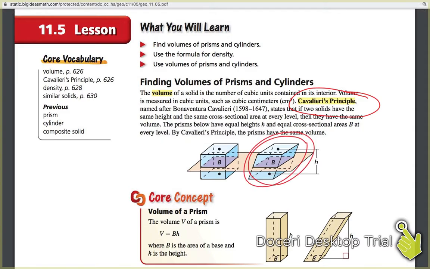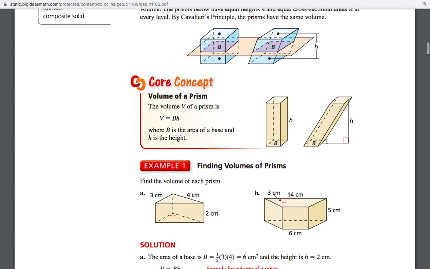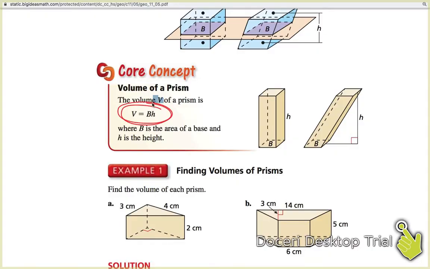I say, did this lose any volume, or does it still take up the same amount of space? And of course, it still takes up the same amount of space. That is Cavalieri's principle. The reason why that works is that our volume is going to be the same no matter what. And our volume for a prism is simply base area times height. You see it right there. Volume equals base area, which is the capital B, and then H is the height.